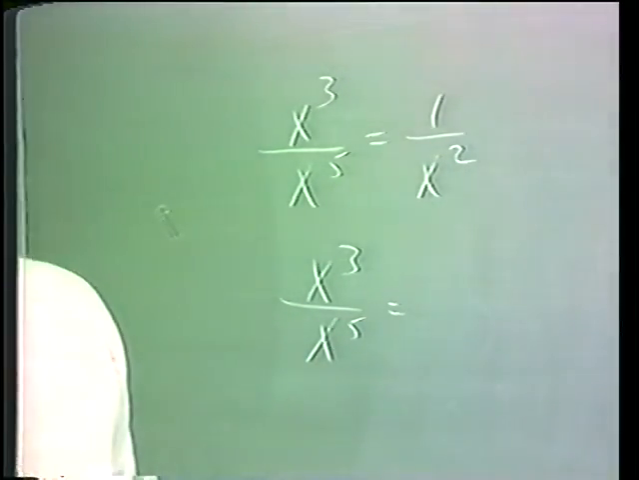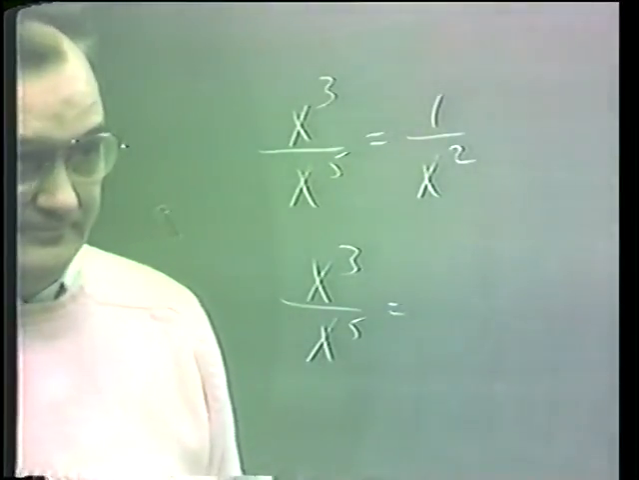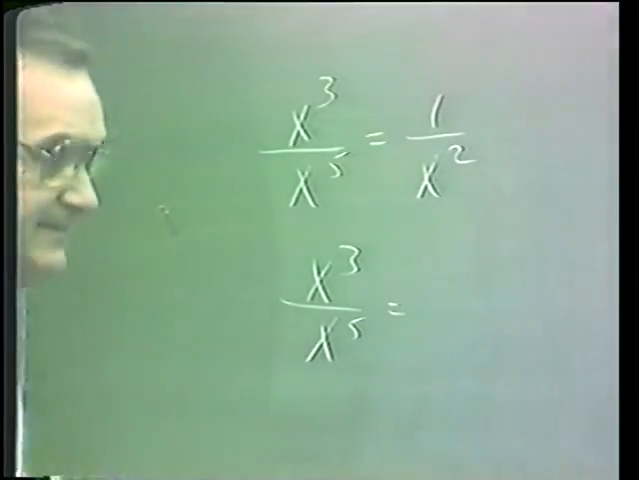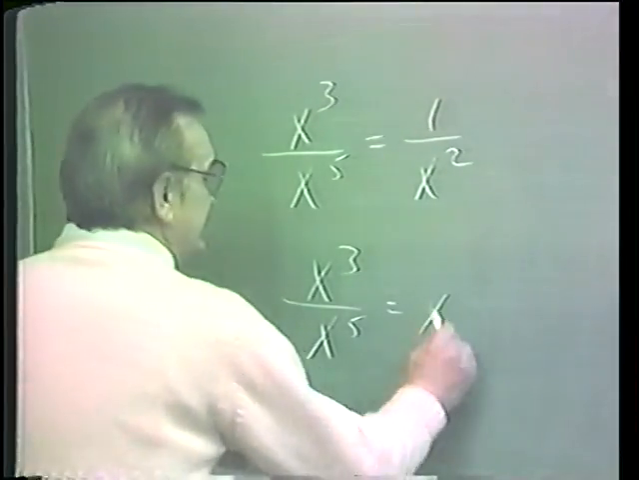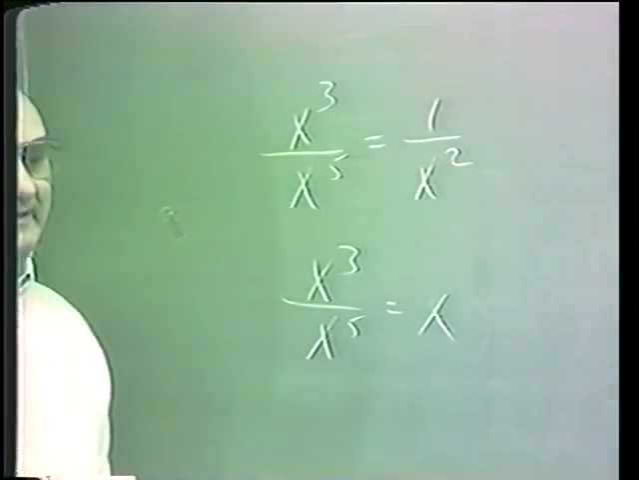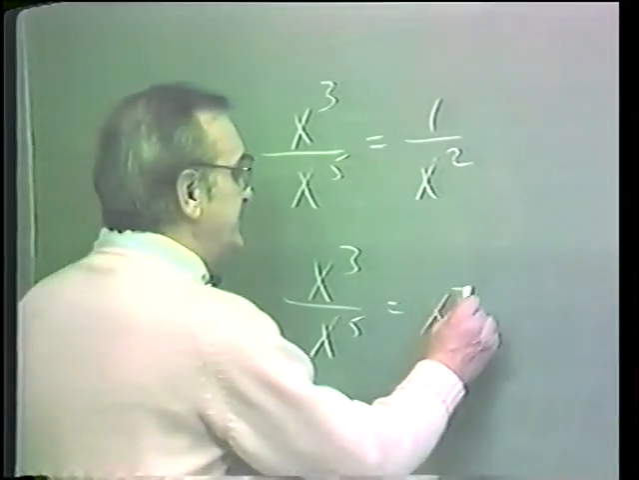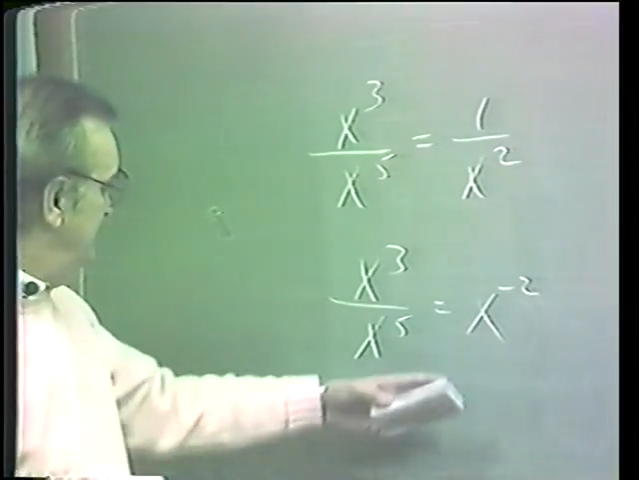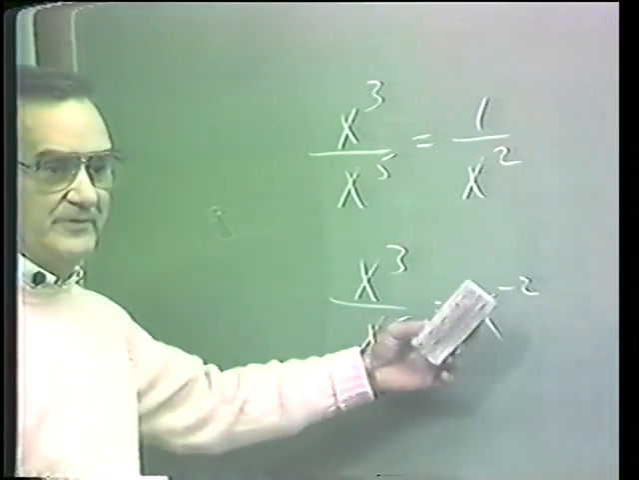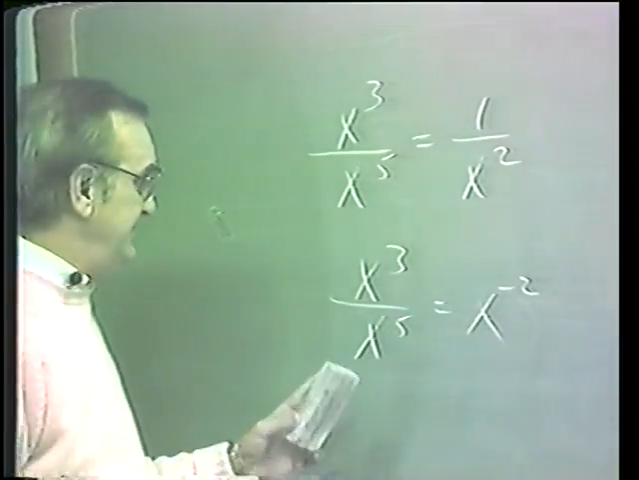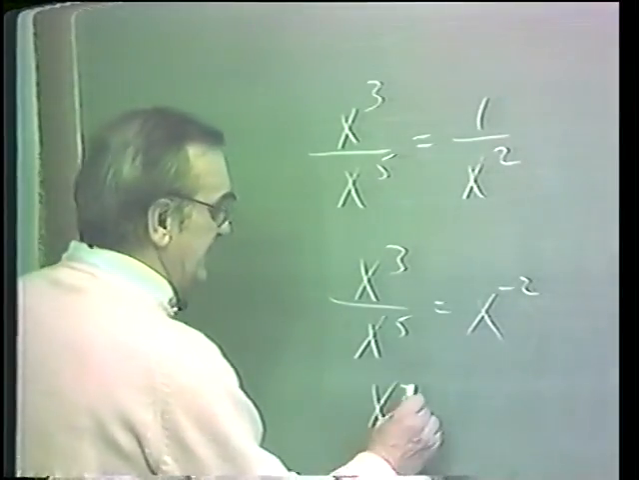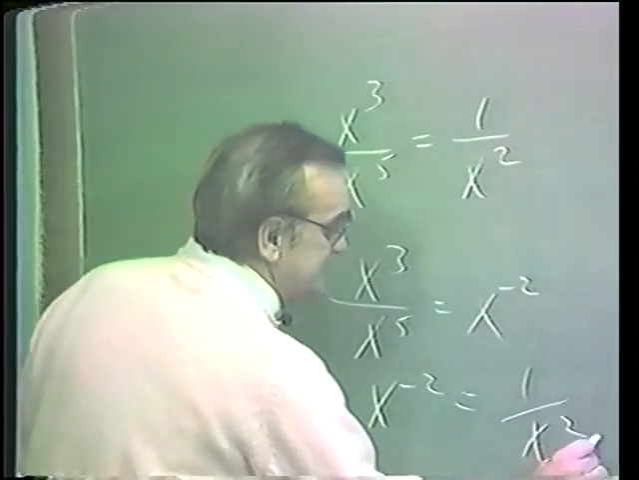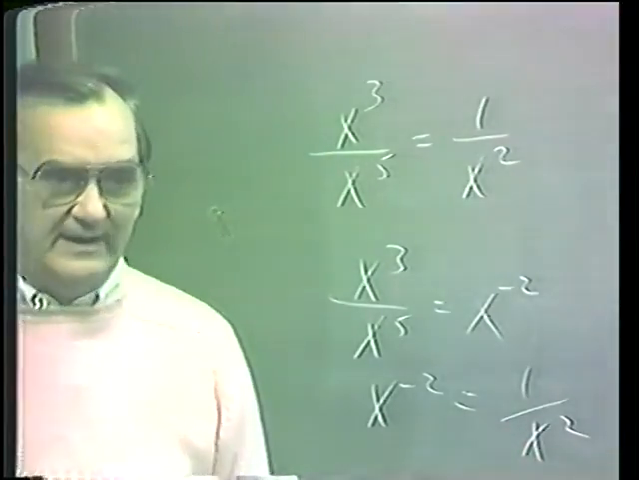Let's take that same problem, and let's suppose we only have property 2. Property 2 says anytime you divide like bases, you keep the base and you subtract the exponents. So we get x to what? Negative 2. Look, they're both equal to the same quantity, so they have to equal each other. In other words, x to the negative 2 is equal to 1 over x squared.